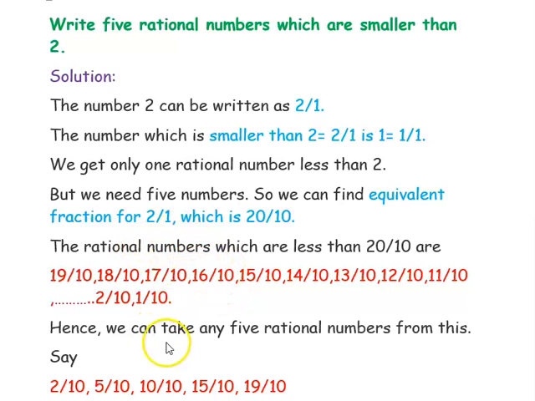So hence we can take any 5 rational numbers from this. Say we can take 2 by 10, 5 by 10, 10 by 10, 15 by 10, 19 by 10. So for example, I have taken all these numbers. You can take any 5 numbers from the numbers we have found.